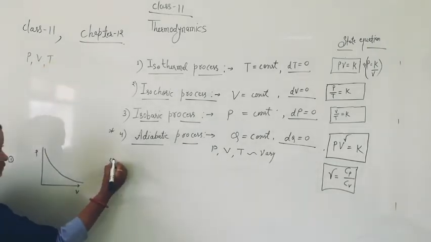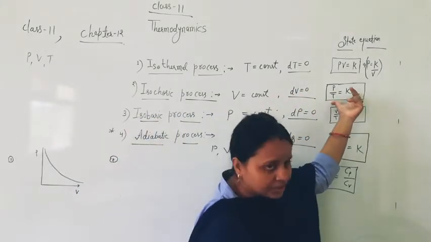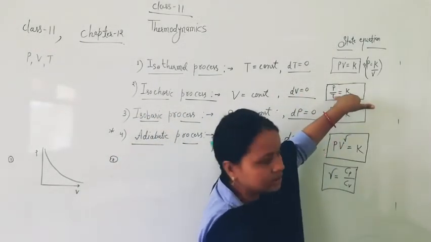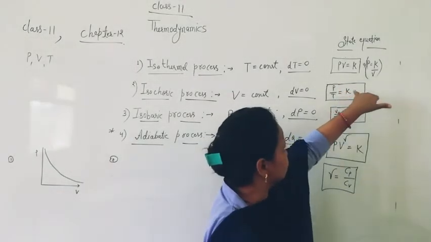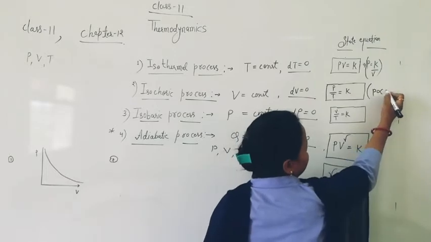And for the second process, the isochoric process, from the state equation, P divided by T is equal to constant. That means P is proportional to temperature.